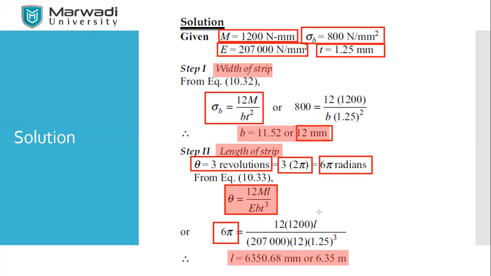So if you remember these two equations, one is the equation of sigma B, the other is the equation of theta, you can easily calculate the two parameters, width of the strip and length of the strip. So this is the design procedure. These are the important equations which you have to use to find out the parameters of this spring. Do verify your answer along with my answer, and let me know in case of any query or any doubt you are having.